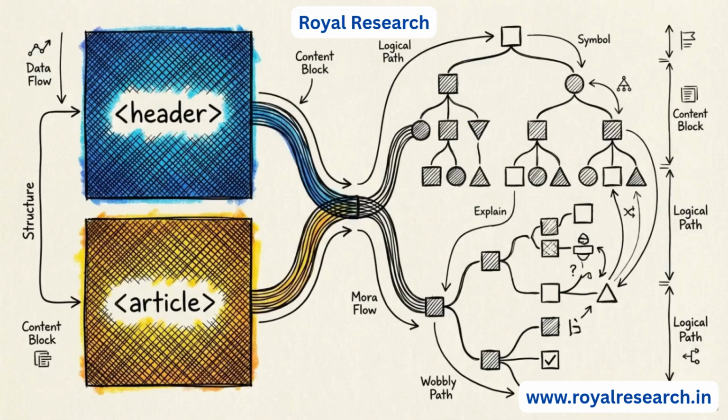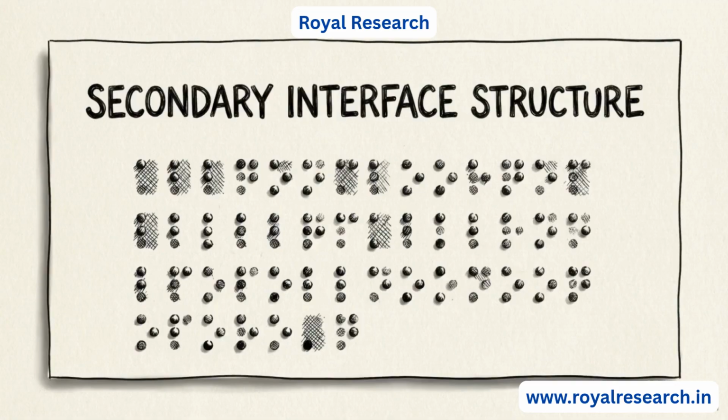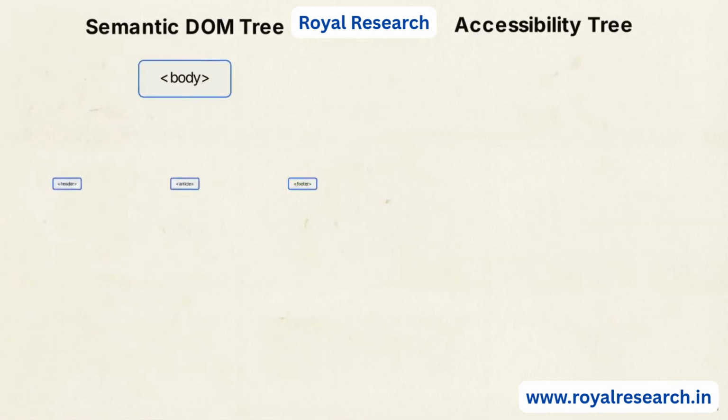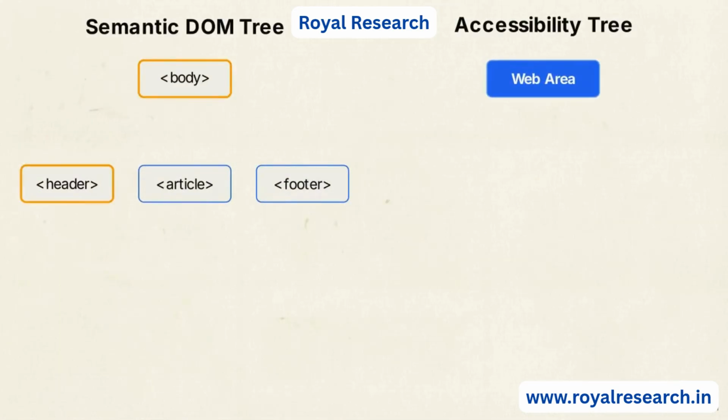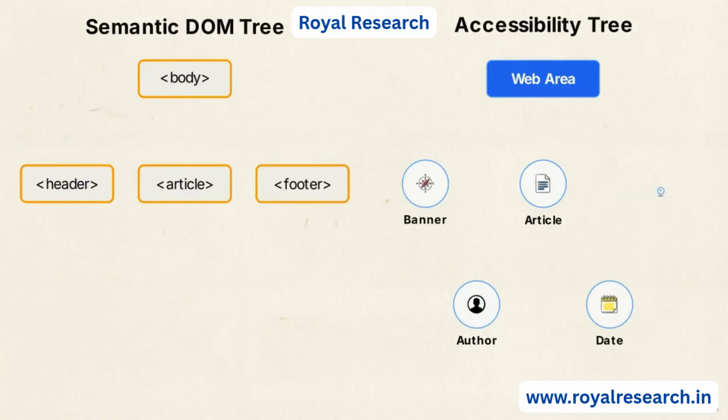This structured data architecture directly feeds the accessibility tree. The accessibility tree is a critical secondary data structure generated by the browser specifically to interface with external assistive technologies. This side-by-side technical layout shows the semantic DOM tree on the left. The explicit tags automatically populate the accessibility tree on the right, converting structural nodes into specific, navigable behavioral landmarks.